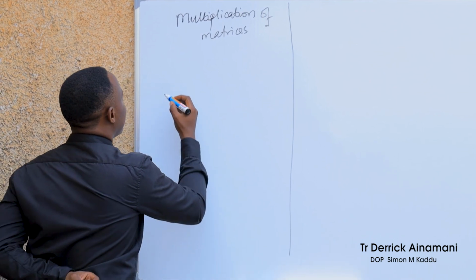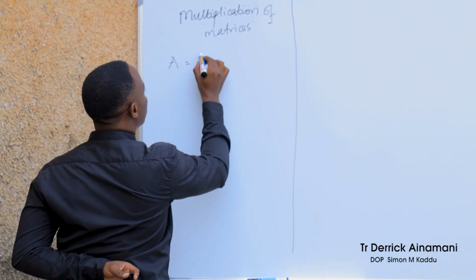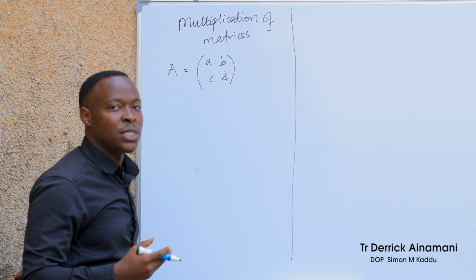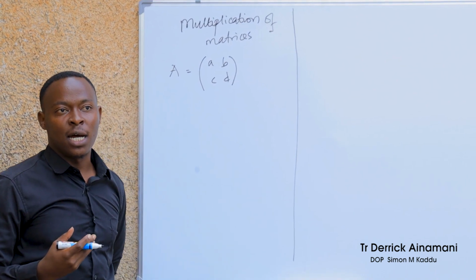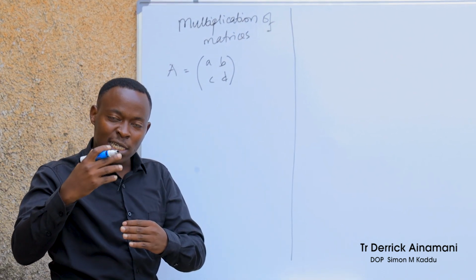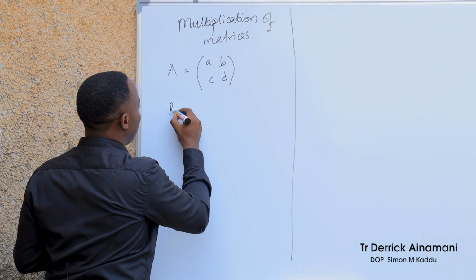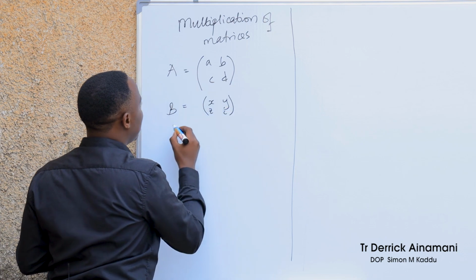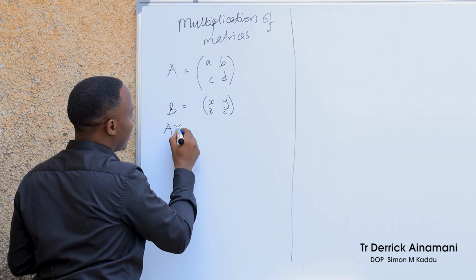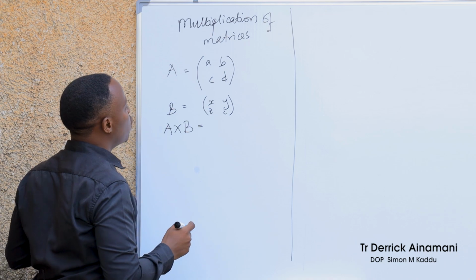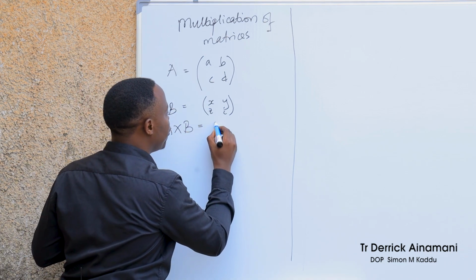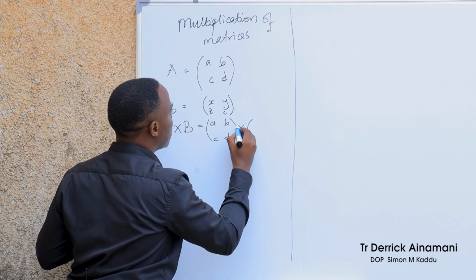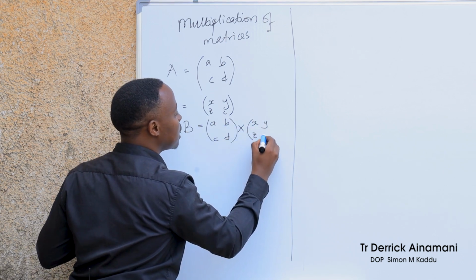For example, if I'm given a matrix A equal to maybe a, b, c, and d. This is a 2 by 2. I'm using the 2 by 2 because it is easy to explain. There are other bits that are complicated, but we shall get there slowly. And B, maybe B is equal to x, y, z, and i. So when they say multiply A cross B, it will be equal to row by column. This one can be written as a, b, c, and d cross x, y, z, and i.